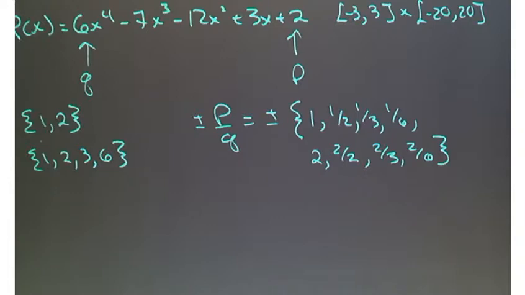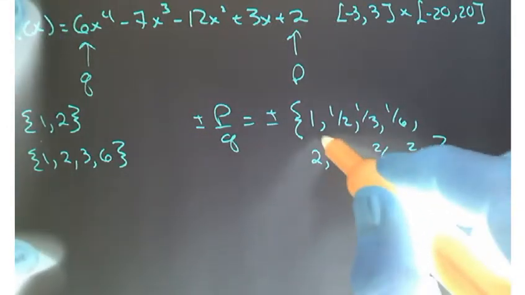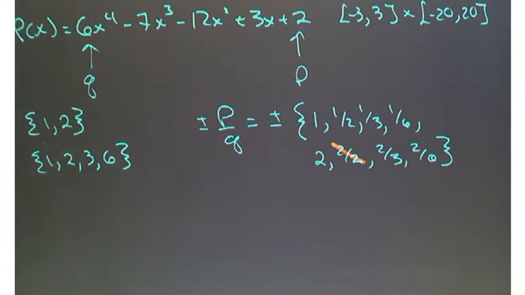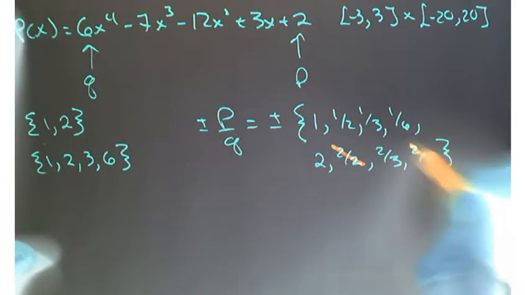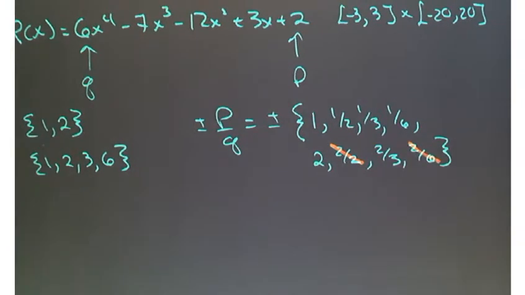But a couple of these are redundant. A couple of these are listed twice. Which ones do you see that are listed twice? 2 over 2 I can get rid of. And 2 over 6, that's 1/3. I can get rid of that one as well. So, all right, getting rid of the redundant ones.